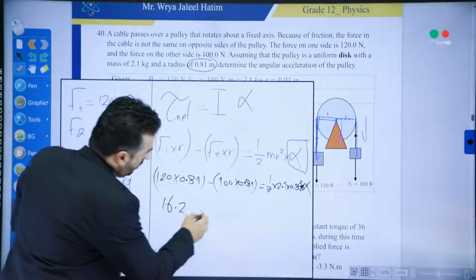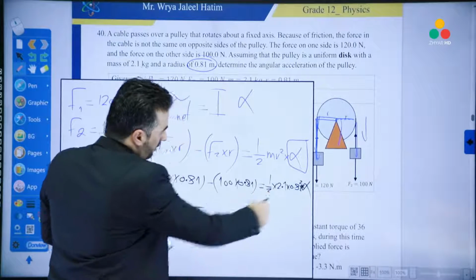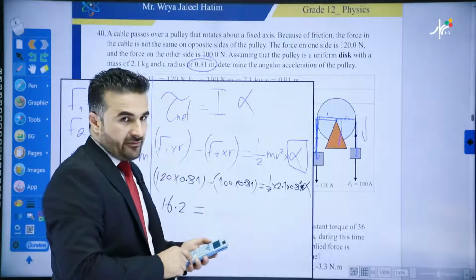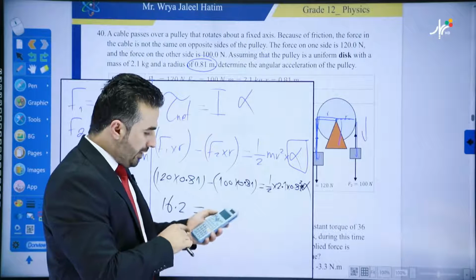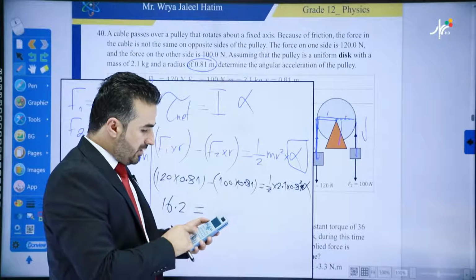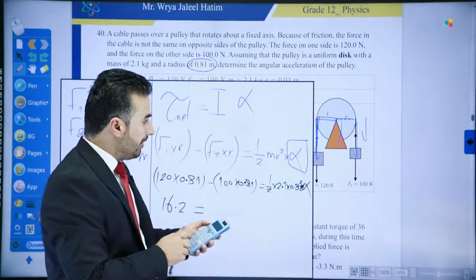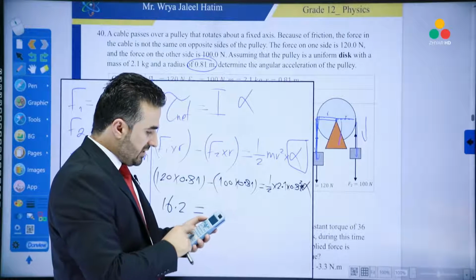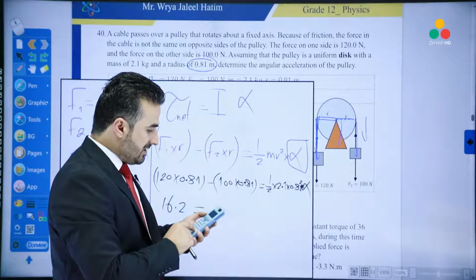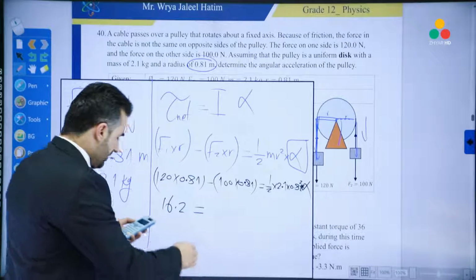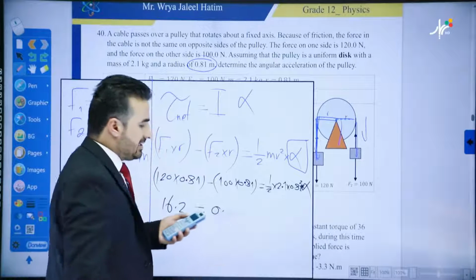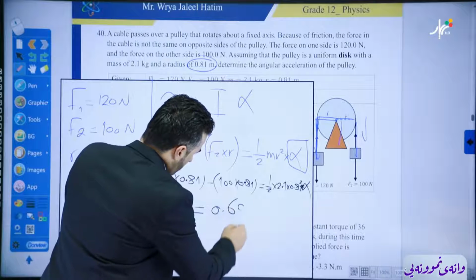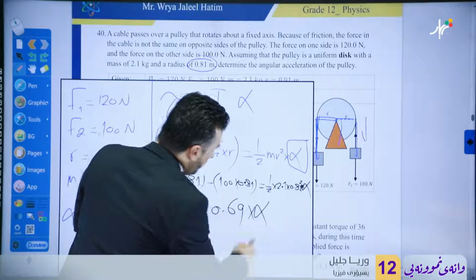16.2 equals 1 over 2, which is 0.5, multiplied by 2.1, that is the mass, multiplied by the radius squared, don't forget, which is 0.81 squared. And this equals 0.689. We can say 0.69 by rounding, and then multiplied by the angular acceleration.